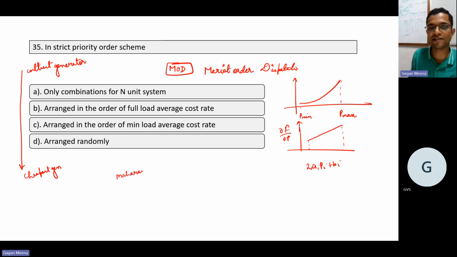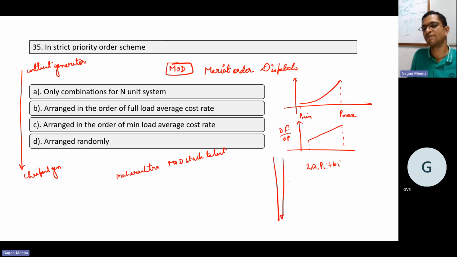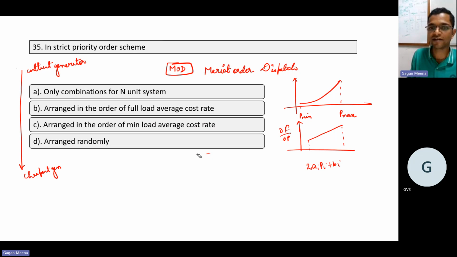You can go and check for Maharashtra merit order stack latest, something like that. You will see all the list of generators in decreasing order of their variable cost. Now here they will give you only one value of variable cost. How do we find out which one to take here?